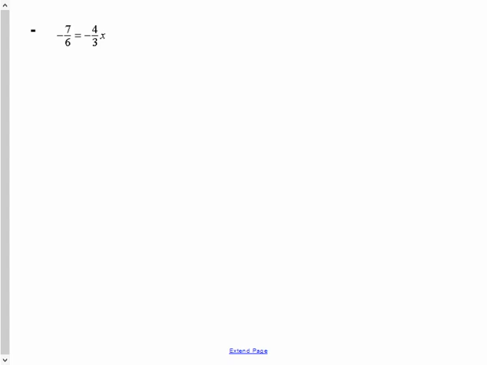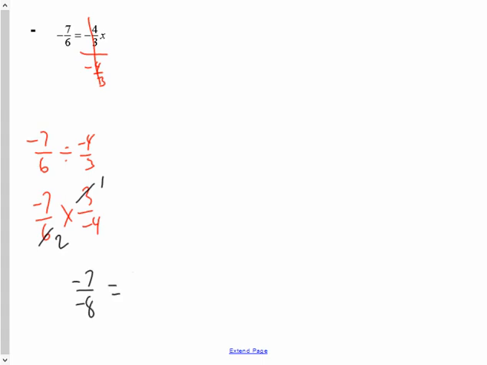Coefficient here is negative 4/3, so I'm going to divide by negative 4/3 to get rid of it. And over here, negative 7/6 divided by negative 4/3 will result in negative 7/6 multiplied by the reciprocal. If you can cross-reduce, you should do so. And when you do so, you get negative 7 over negative 8, which is the same thing as just 7/8. So x would equal positive 7/8.